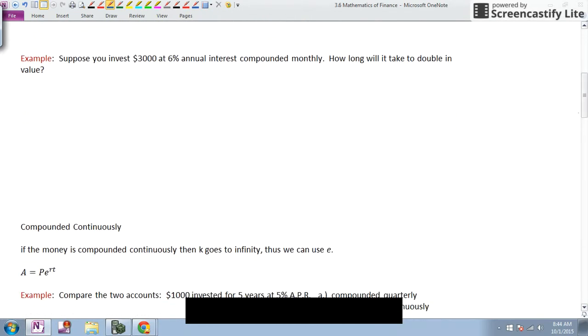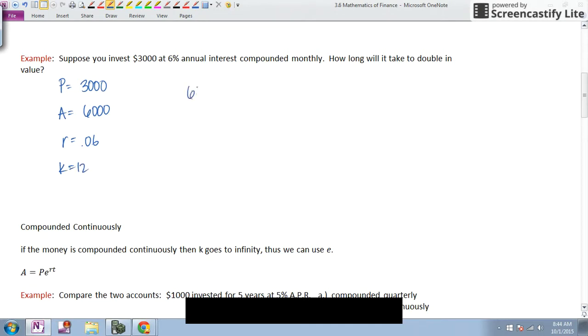Suppose you invest $3,000 at 6% compounded monthly. How long will it take to double? So again, my principal amount is going to be $3,000. My amount at the end to double has to be $6,000. And I know my rate is 0.06 and my monthly is 12. So there you go. The only thing you don't know is time. So you're going to set this up.